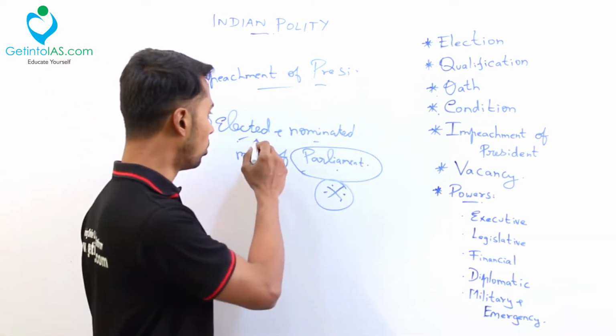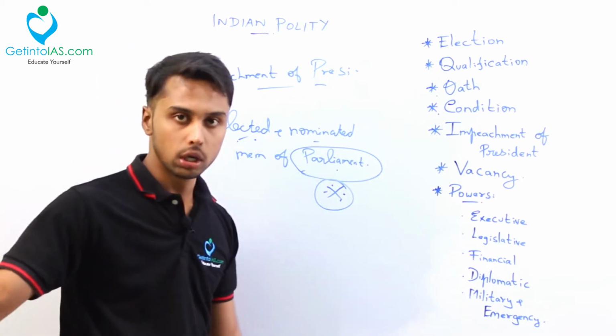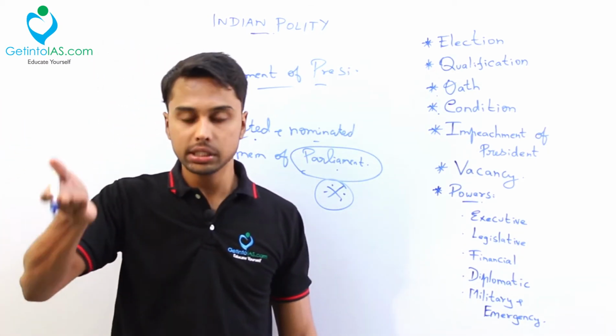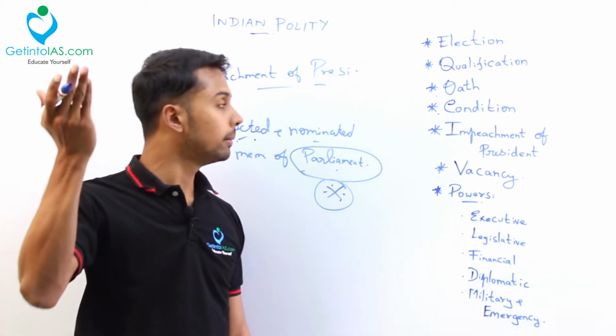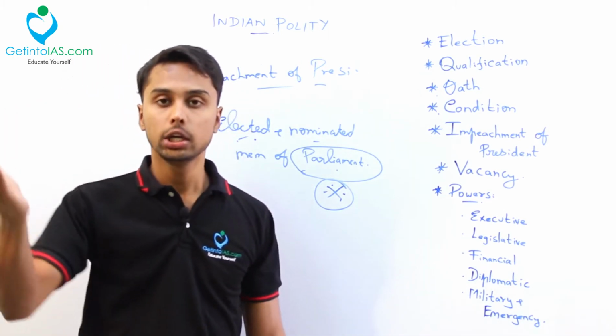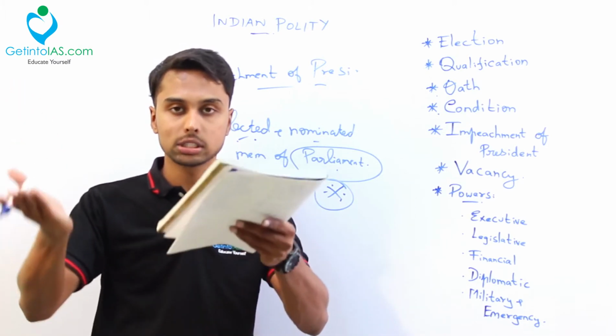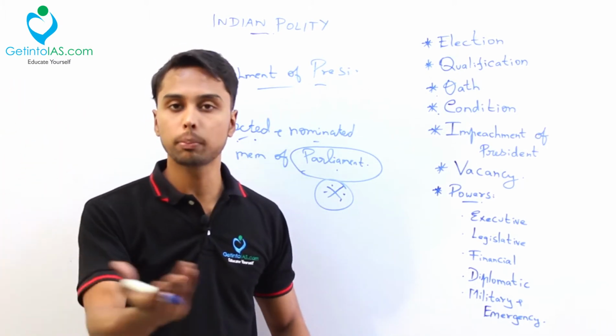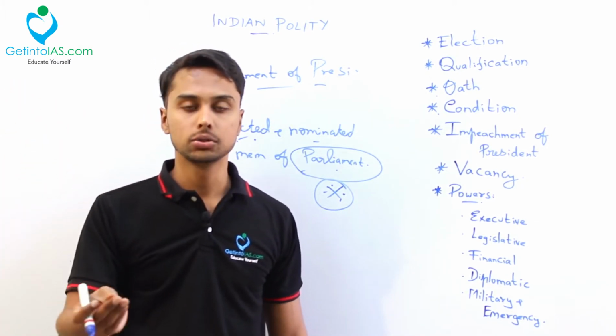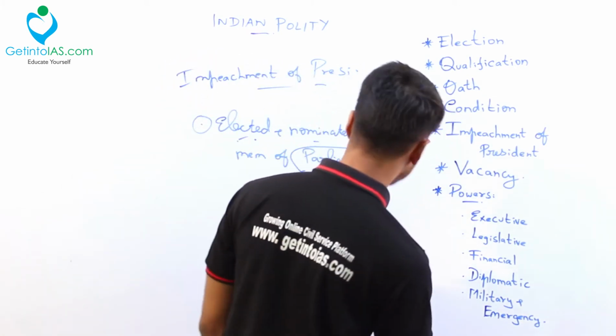Okay. Both elected and nominated members can take part, because if Lok Sabha is initiating the proceedings of impeachment of president, your Rajya Sabha will investigate. If Rajya Sabha is initiating, your Lok Sabha will investigate. So only Lok Sabha and Rajya Sabha are involved. There is no space for your state legislator. So it is very clear. Okay, that is with impeachment proceedings.